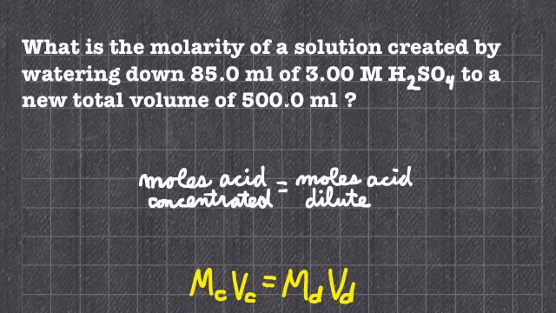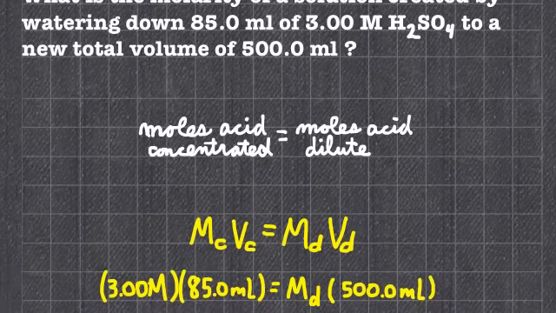But the key point is this. The word "of" in most story problems I've ever seen implies to multiply. So I'm going to take the molarity of the concentrated times the volume of the concentrated. That would be 3 molar times 85 milliliters. And I'm going to equate that to the diluted situation, where I have 500 milliliters as my new volume, and I don't know my new concentration.